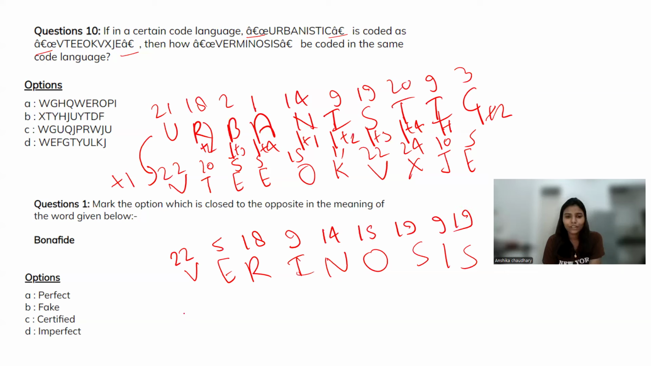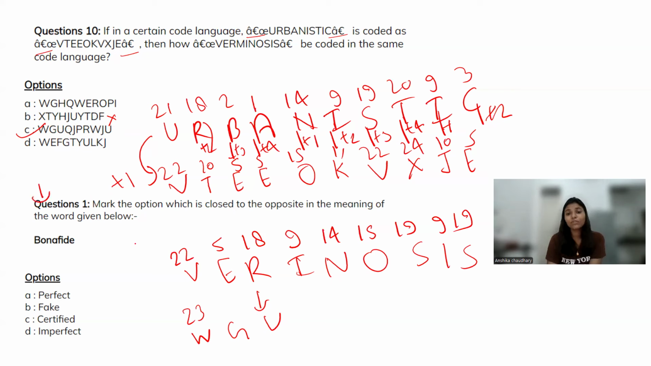So we will add 1, so it will be 23. That means it would be W. So W will be the first letter, so it cannot be our answer. Now plus 2. So 5 plus 2 will be 7, and at 7 comes G. So now the answer can be either C or A. Now plus 3. 18 plus 3 will be 21. At 21 we have U. So W G U. So yes, we have found our answer there. W G U will be the correct answer over here, right?